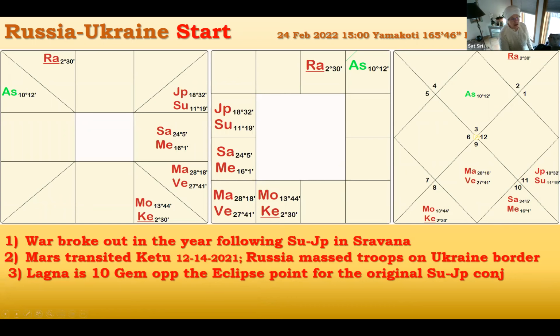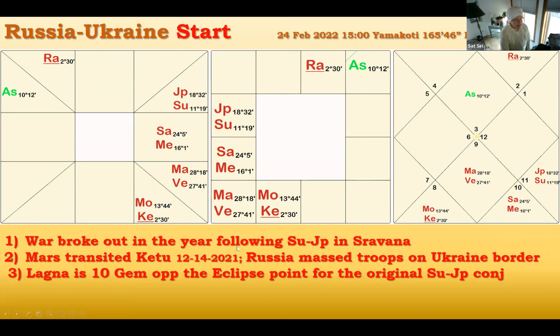So this now is the chart for the bombing, the moment that the first bombs were falling in Kyiv and elsewhere in Ukraine. And this is set at Yamakoti, and the Lagna degree is 10 degrees Gemini. And so I was flabbergasted to see Gordon's chart showing Russia's ascendant in the Chaitra Shukla Paksha as being something like 8 or 9 Gemini. So like, wow, okay, that's a hit.